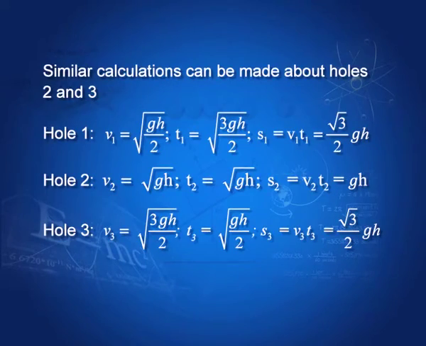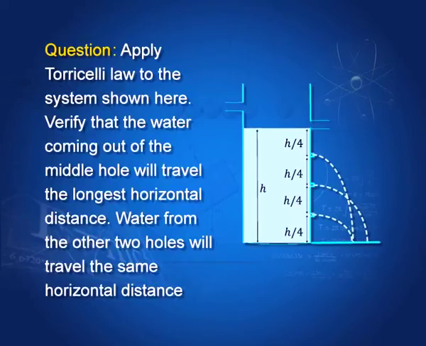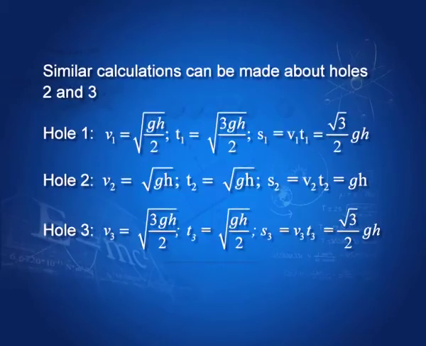Similar calculation we carry out for the other 2 holes, hole 2 and hole 3. Similarly, we get V2 as root of gh, T2 as root of h by g, and S2 is V2 T2, which is h. S1, S2, S3 are these distances, the horizontal distances. These are S1, S2, S3. So, S1 we have just calculated. Similarly, we can calculate S2 and S3, and we get S2 is equal to h, S3 is equal to root 3 by 2 into gh.